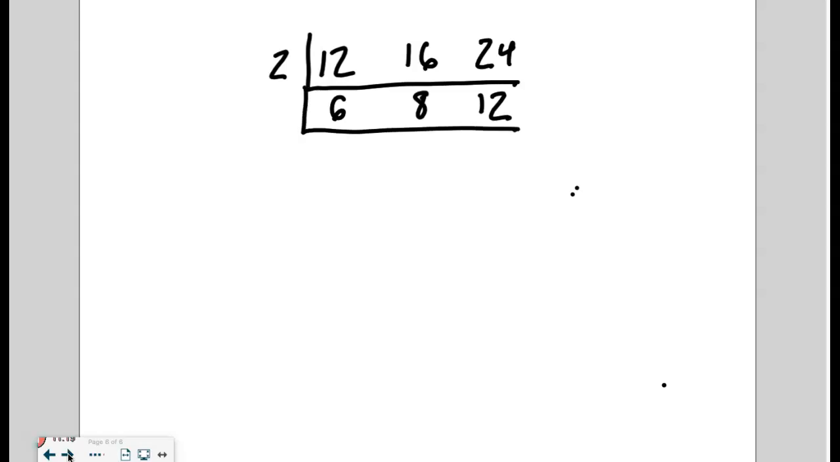Same thing, our smallest prime number is once again 2. So we get 3, 4, and 6. Now, there isn't a prime number that goes into all 3. So if we were finding our GCF, we would stop. But since we're finding our LCM, we actually keep going because we can do 3 into both 3 and 6.